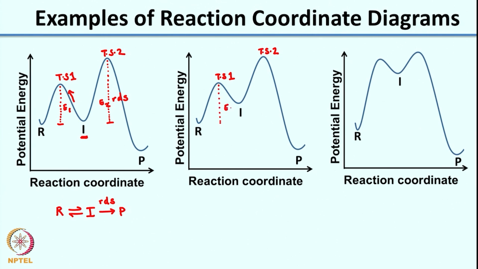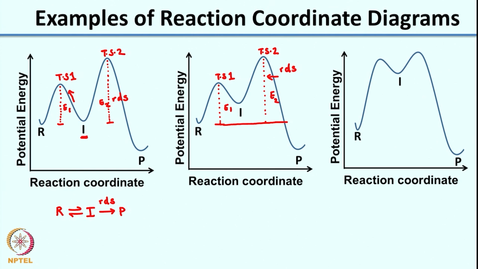So, this is your E1. Now, what you need to focus on here is, if this is the energy of the reactant, although the energy to go from the intermediate to transition state 2 is almost equal to E1, the energy to go from the reactant to transition state 2 is significantly higher. So, that is why this step is the rate determining step.